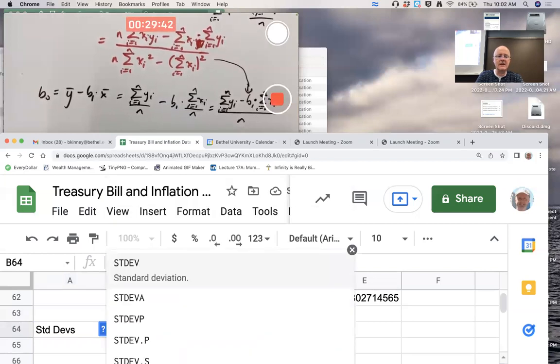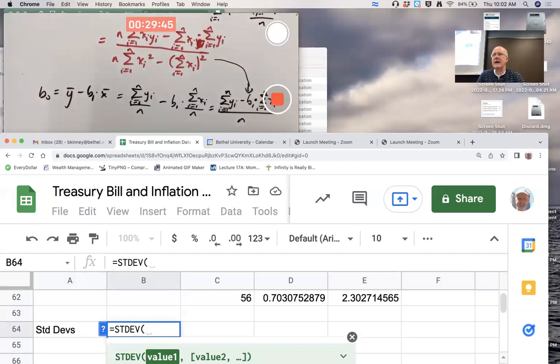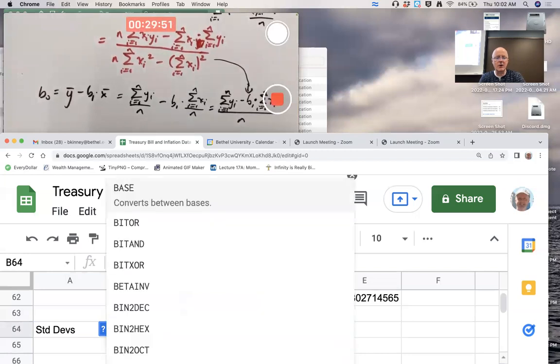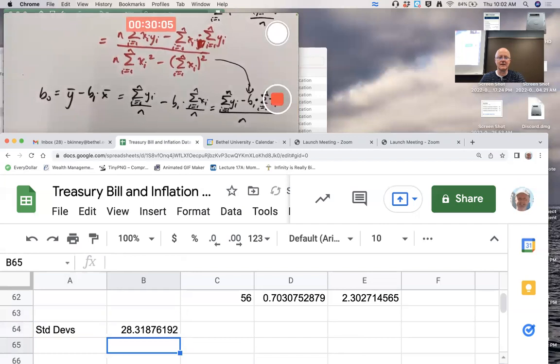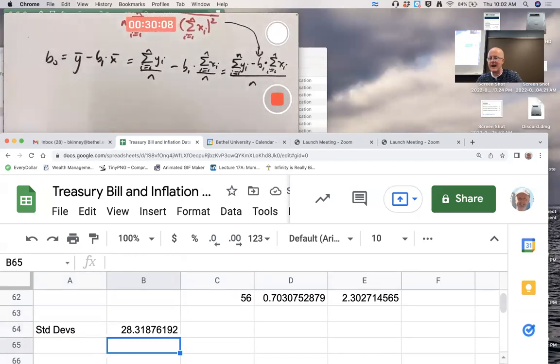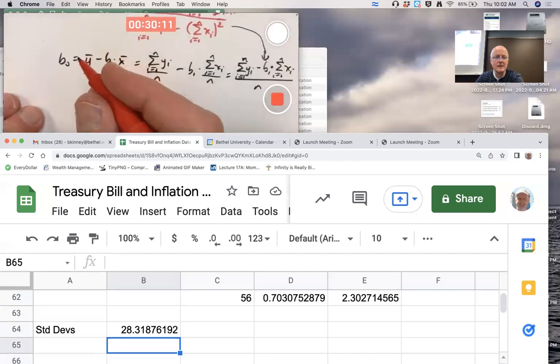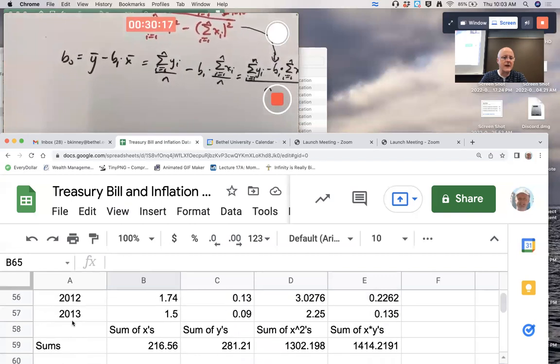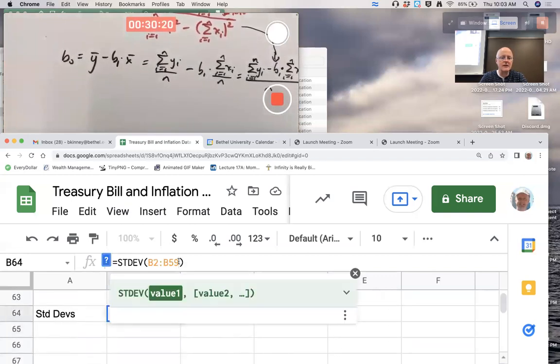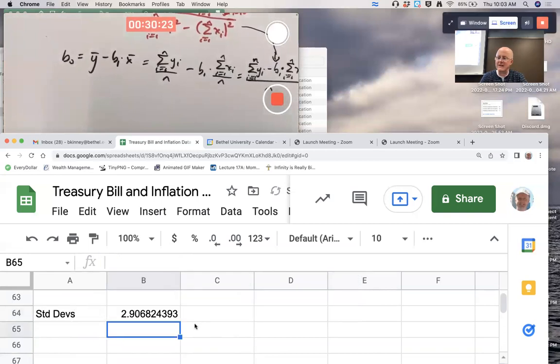Equals STDEV, don't add a P. We want a sample standard deviation of the x's, go B2 through B59. You could call this S sub x, which is a single S and a single x. It's about 28.3188. Was it 57? Oh, yeah, okay. Yep, thank you. 57. There we go. That makes a lot more sense.